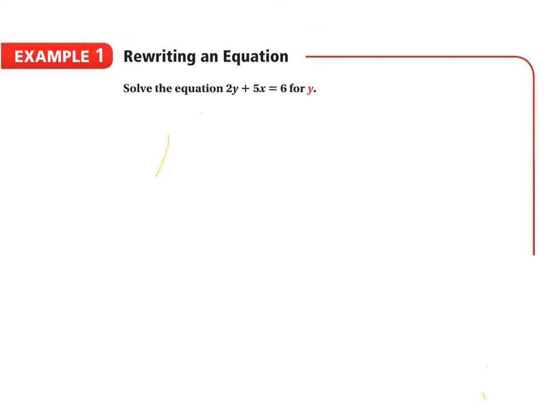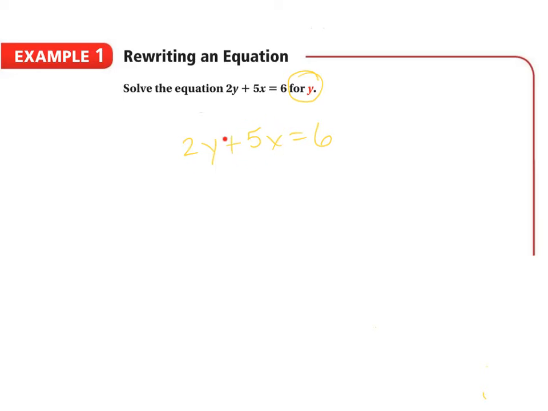Okay, so 2y plus 5x is equal to 6. Okay, now I'm just going to solve for y. So you need to see what you're solving for. So I'm just looking right here at y, and now I just need to isolate y. So instead of isolating x like we've been doing, in this particular case we're going to isolate y. So I need to get rid of my 5x, and I need to get rid of this 2.